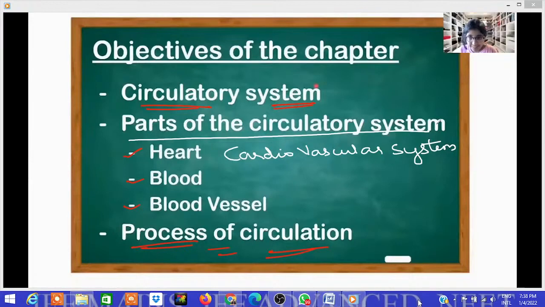After that, write down parts of the circulatory system. How many parts does a circulatory system have? 3 parts. What are they? Heart, blood, and blood vessel. Very nice. So write up to blood vessel and then we will move ahead.